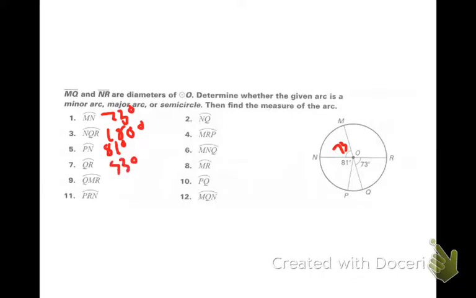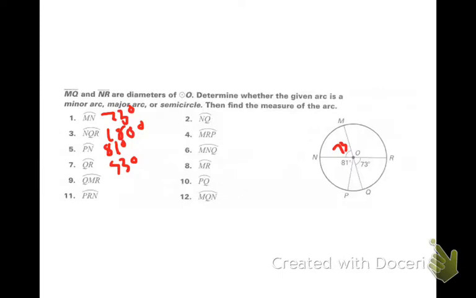QMR. Okay, so that is a major arc, right? QMR. That's sort of a challenging one. Anybody have an idea how to find QMR?